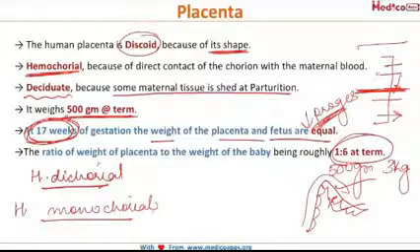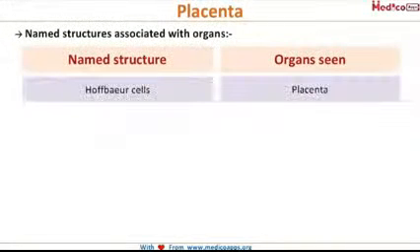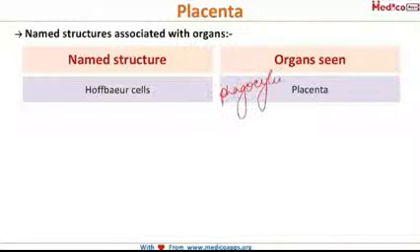Now let us discuss a few named structures associated with the placenta. Number one is Hofbauer cells. Now what are these Hofbauer cells? They are the phagocytic cells which trap the maternal antibodies crossing the placenta, and thus they act as immunosuppressive. In early pregnancy, they are derived from the villous mesenchymal cells, whereas towards late pregnancy, they originate from the fetal hematopoietic stem cells.